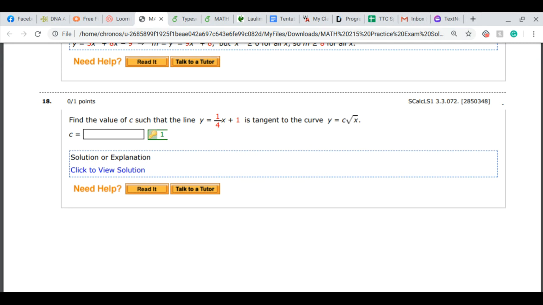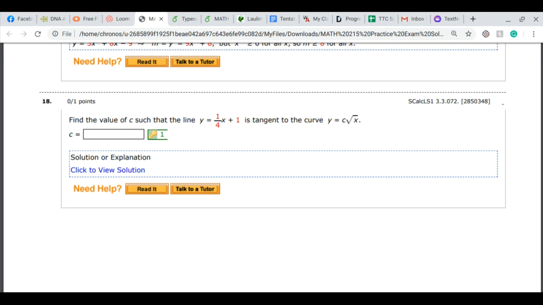so what do we want here? We want the slope of the tangent line to be equal to 1 fourth. So that means we want 1 over 2c times square root of x to be equal to 1 fourth. If we square both sides, we get 1 over 4c squared times x to be equal to 1 fourth. That means 1 over c squared times x is going to be equal to 1.